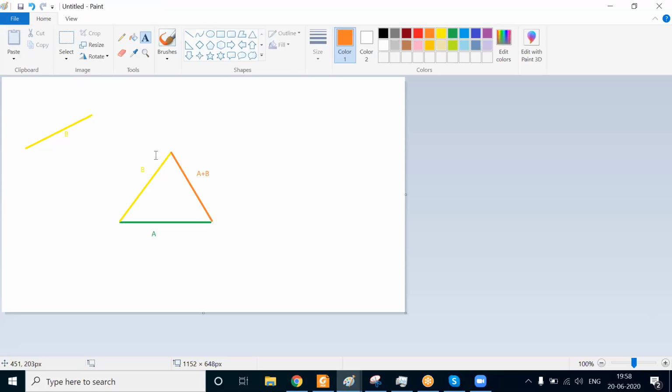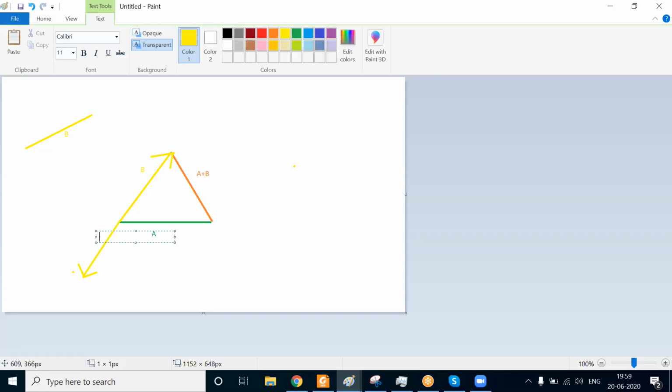So B is going positively like this, in this direction. This is the positive direction. If I do minus B instead of B, it is going to go in the reverse direction. This is minus B. Are you getting me?